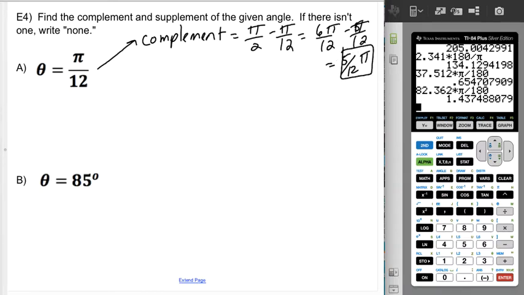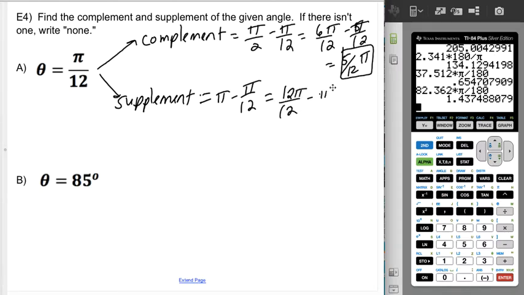So that's my complement. The supplement would be pi minus that value. Pi minus the pi over 12. Well, that's 12 pi over 12 minus pi over 12. So that's 11 pi over 12.